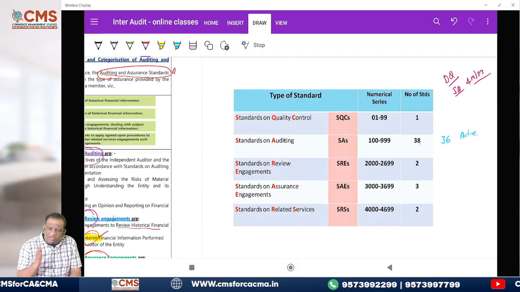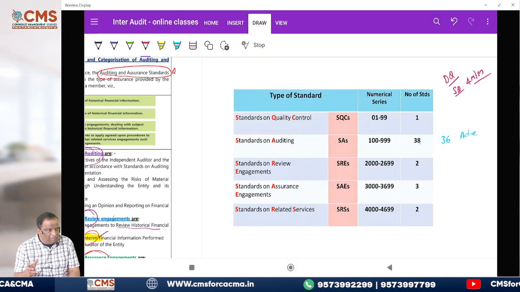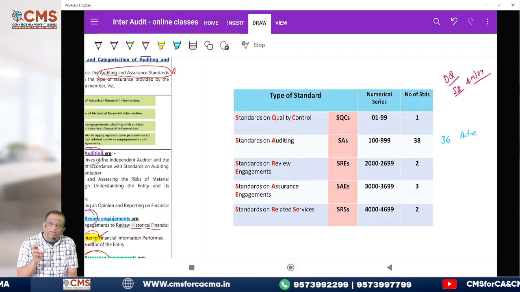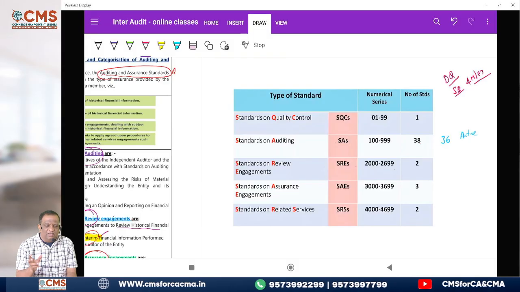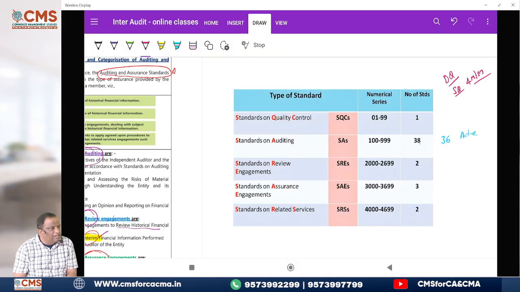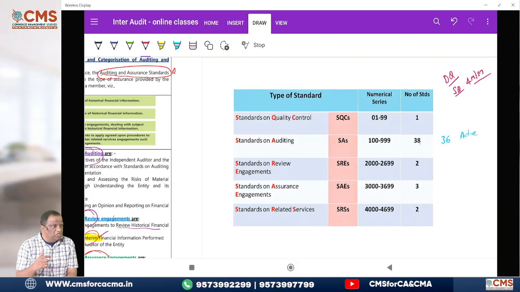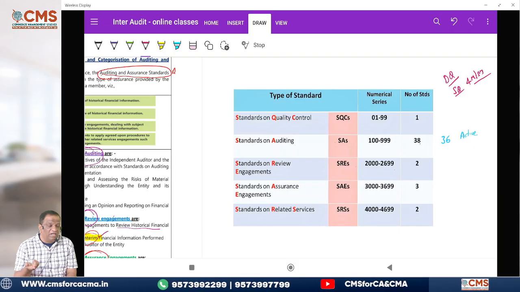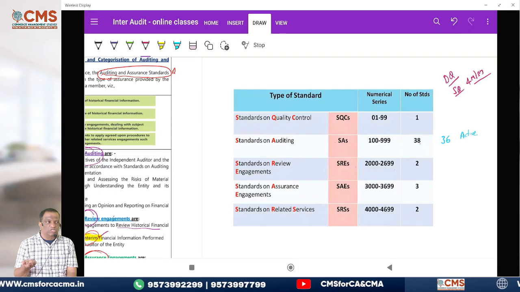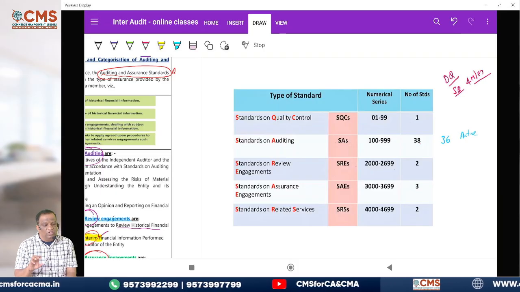Now, between auditor and practitioner, who plays a wider role? Practitioner. Can I say both of them deal with only historical data? No. Who would deal with historical data? Auditor and the practitioner. But apart from historical, what else would the practitioner deal with? The projected financials also. That is why we say the practitioner's role is much wider.